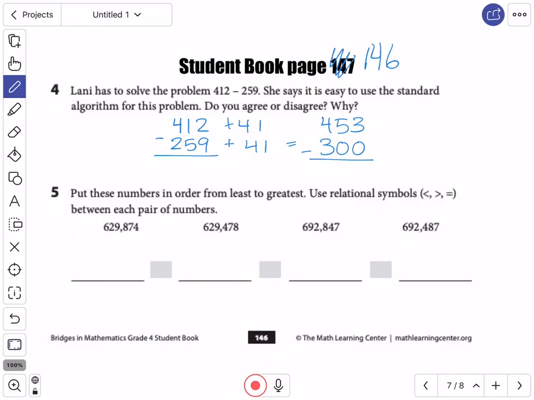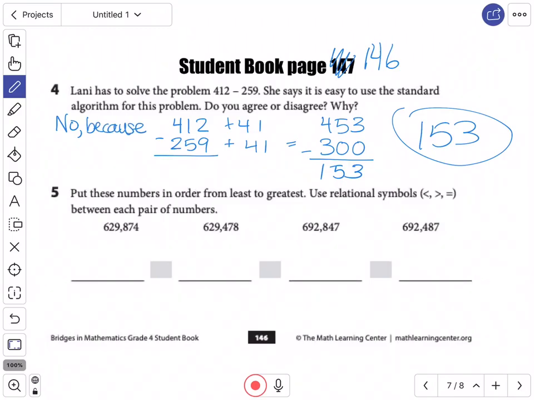I've been bringing this up a lot, I always think of fractions when I do this, because whatever I do to the top number, I do to the bottom, and it's the same idea there. So I would end up with 153 for this one.